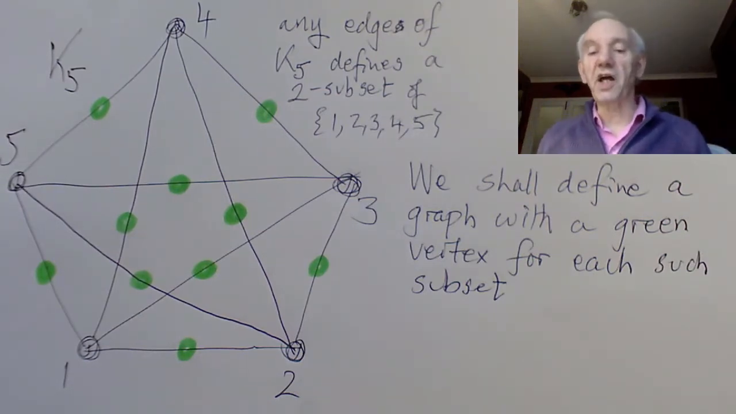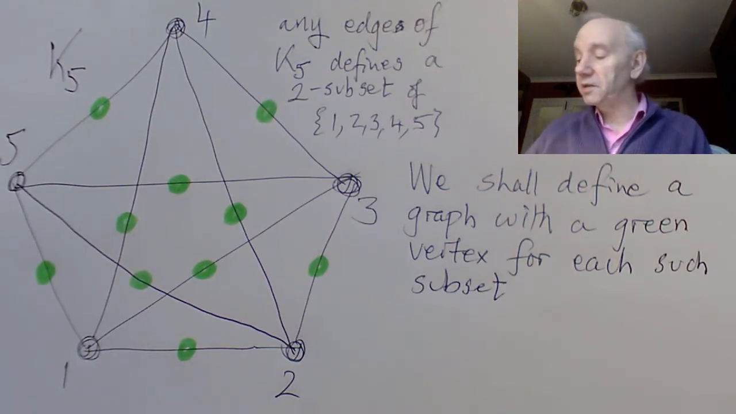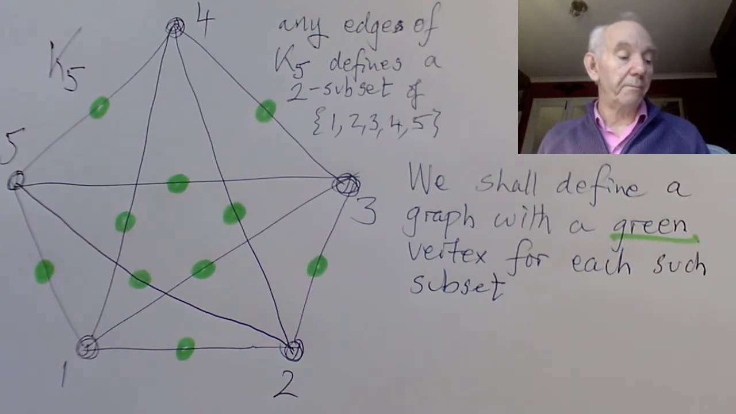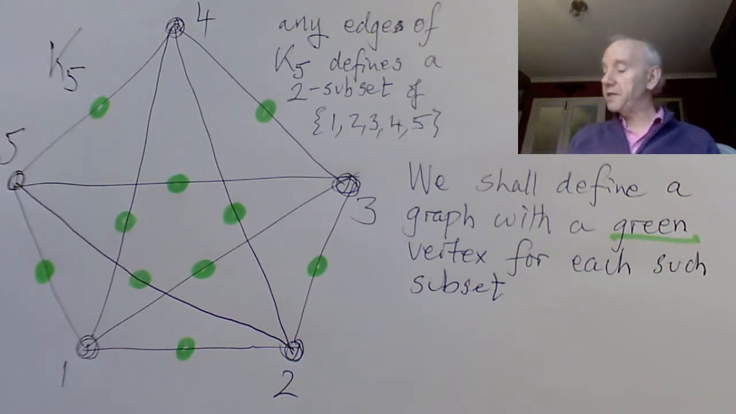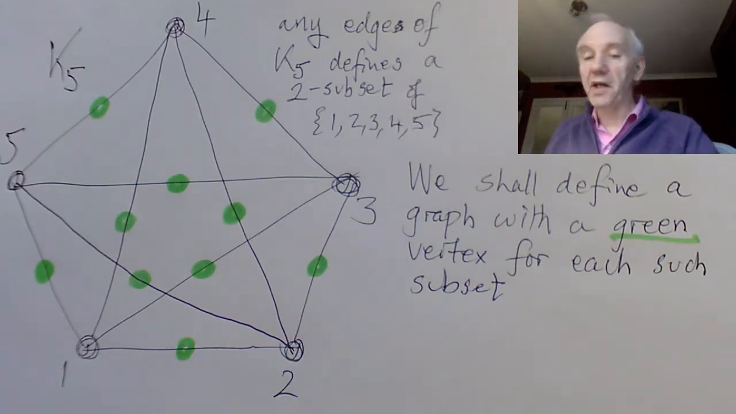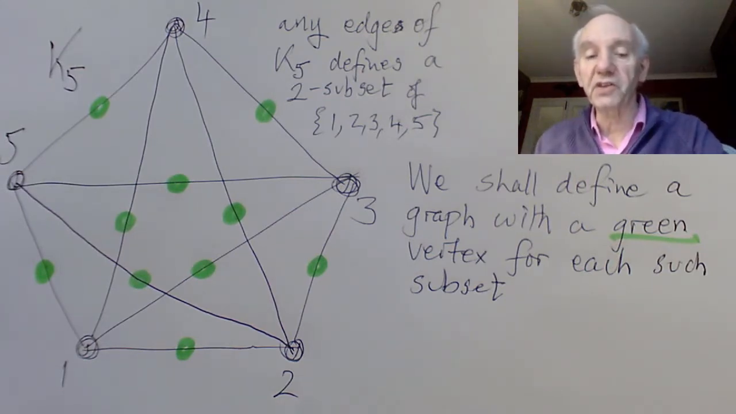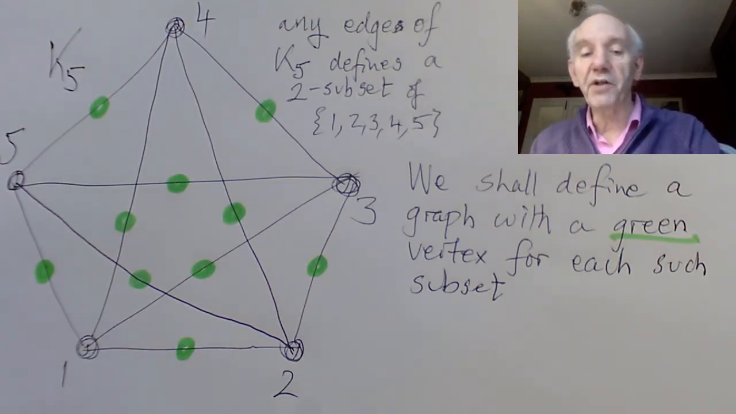So those are the 10 vertices that correspond to the 10 subsets with 2 elements, or the 10 edges of K5. But now here's the key point. I don't have a graph yet, I just have 10 vertices. To define a graph, we need the vertex set, and we need to know the rule for the edges.